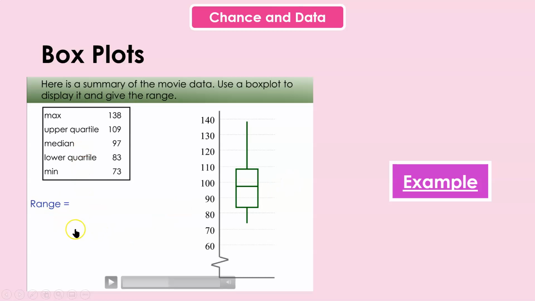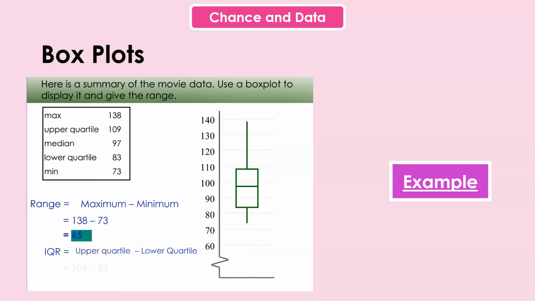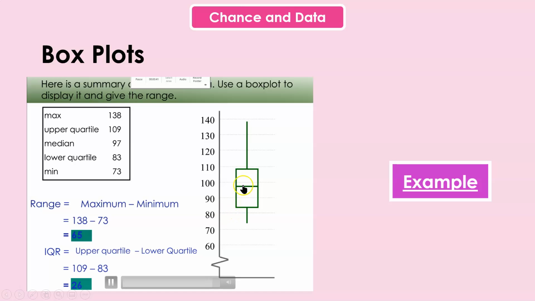Then from this, we can also calculate the range and the interquartile range. The range is obviously the maximum take away the minimum, which is 65. Now the range is shown from the minimum all the way to the maximum. So visually we can see what the range looks like. The interquartile range, upper quartile take away the lower quartile, is 26 in this case, which again is the distance between these boxes.